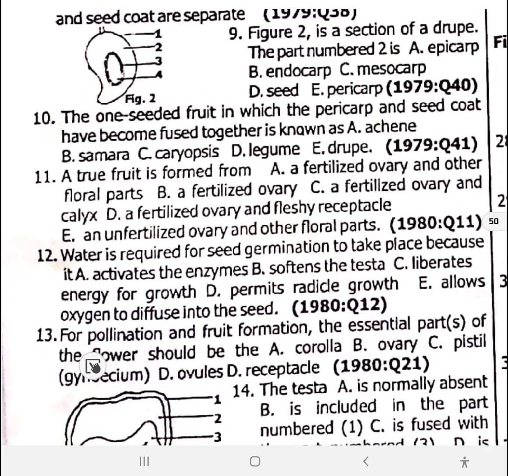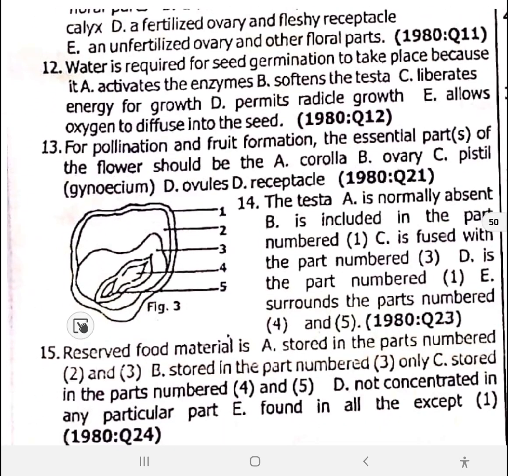Number 13. For pollination and seed and fruit formation, the essential part of the flower should be, let's see, the pistil. The pistil is the essential part. The pistil, also known as gynoecium, is an essential part.